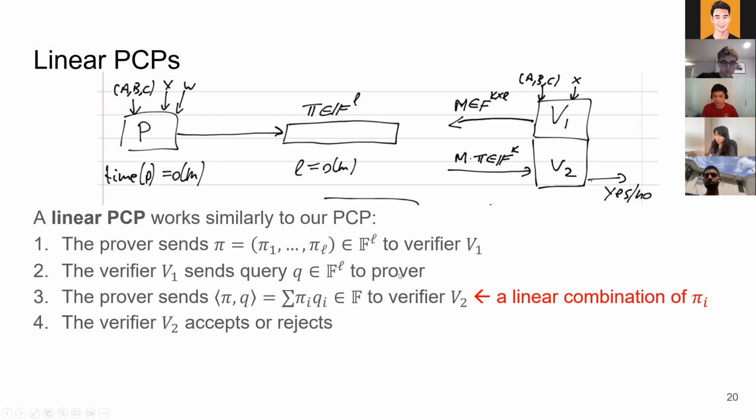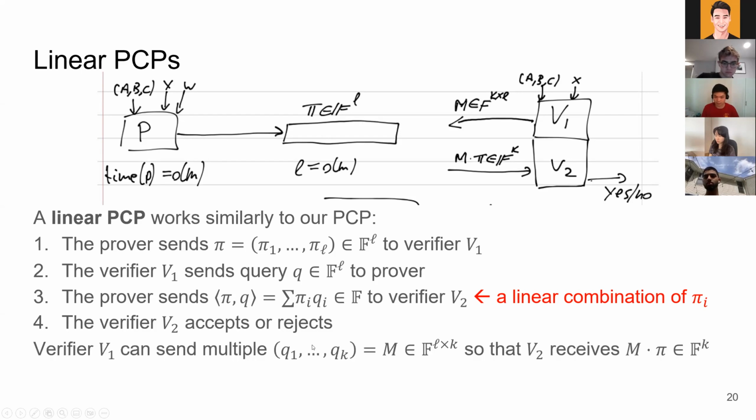So this is the procedure if the verifier wants to query one linear combination of the proof. What if the verifier has a bunch of linear combinations that they want to query? What if they have k of them? What if they want to query Q1 through Qk, different queries?